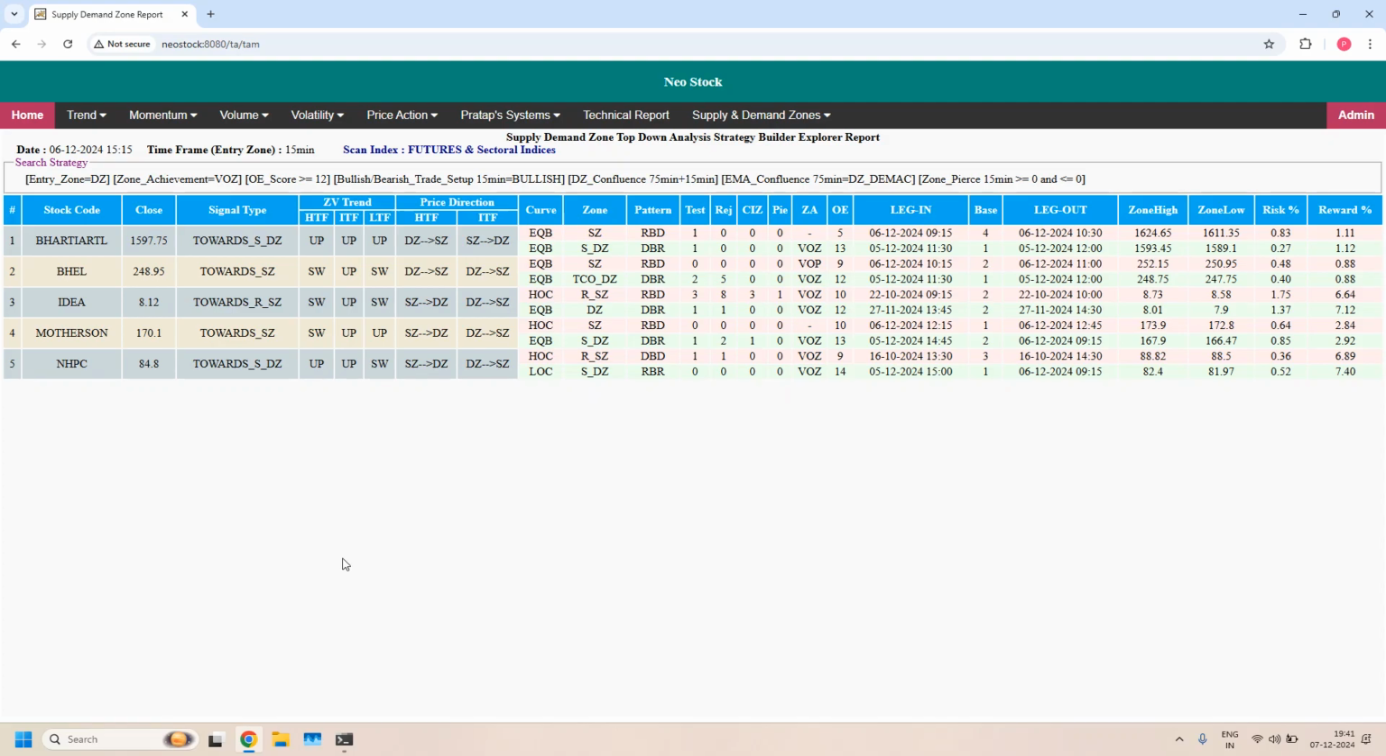And some of these demand zones are already even high liquidity demand zones. These are 15 minutes demand zones, because 15 minutes is the entry time frame. Okay, these 5 stocks are even more high probability trade setup supported stocks. Okay, next let us look for LTF, ITF and HTF zone confluence, demand zone confluence.